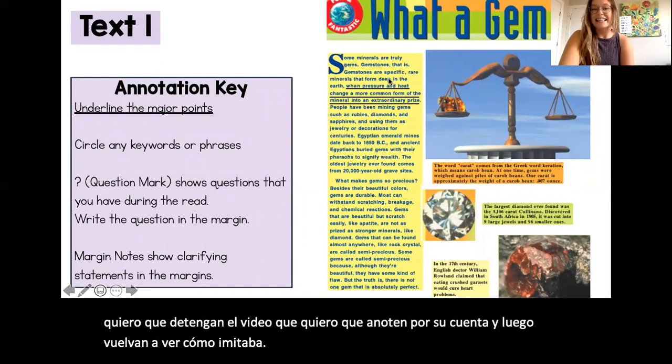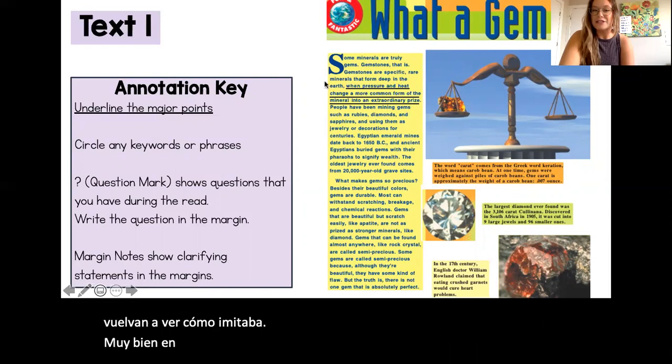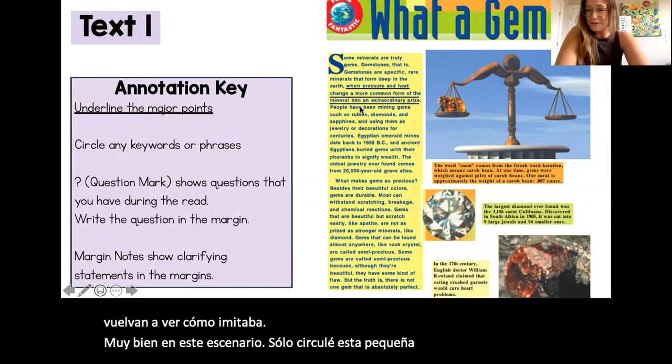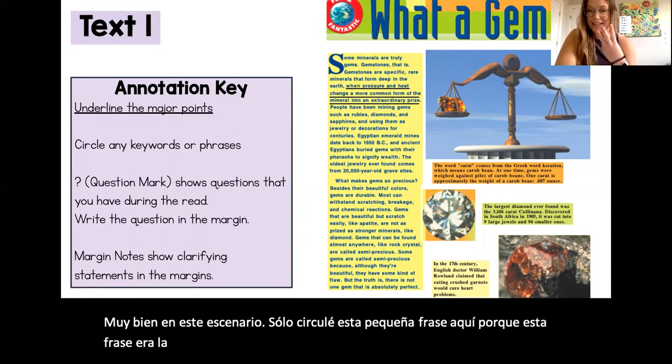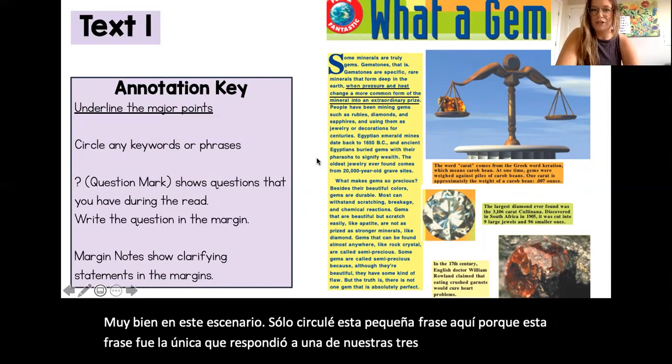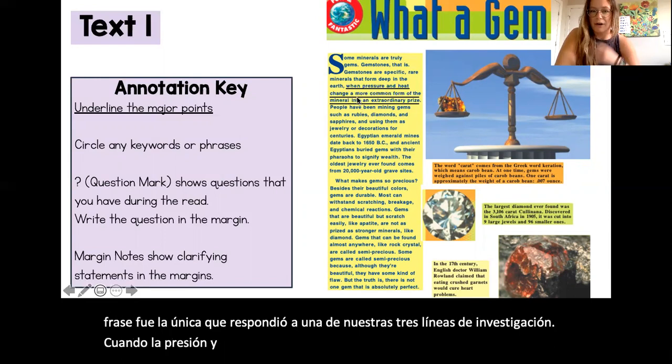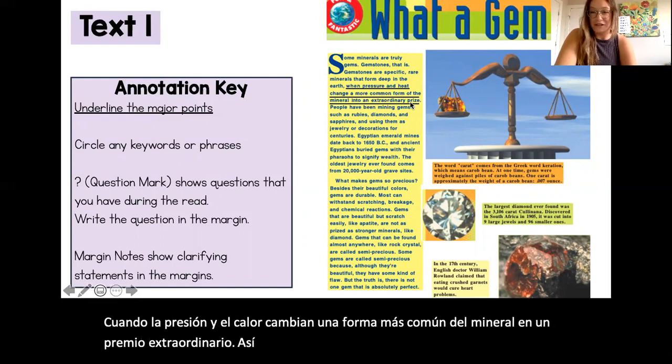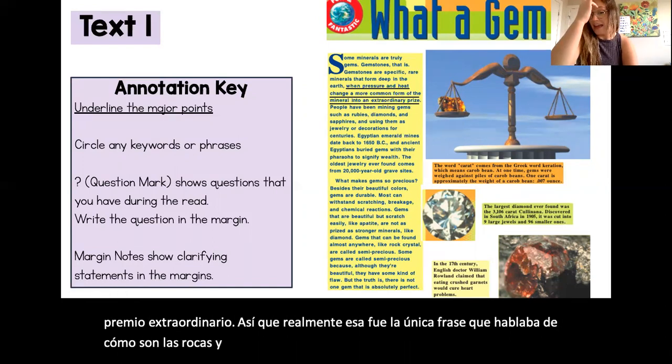All right, on this page, I only circled this little sentence here because this sentence was the only one that answered one of our 3 lines of inquiry. When pressure and heat change a more common form of the mineral into an extraordinary prize. So really, that was the only sentence that talked about how rocks and minerals are formed or how they really affect our lives in any way.